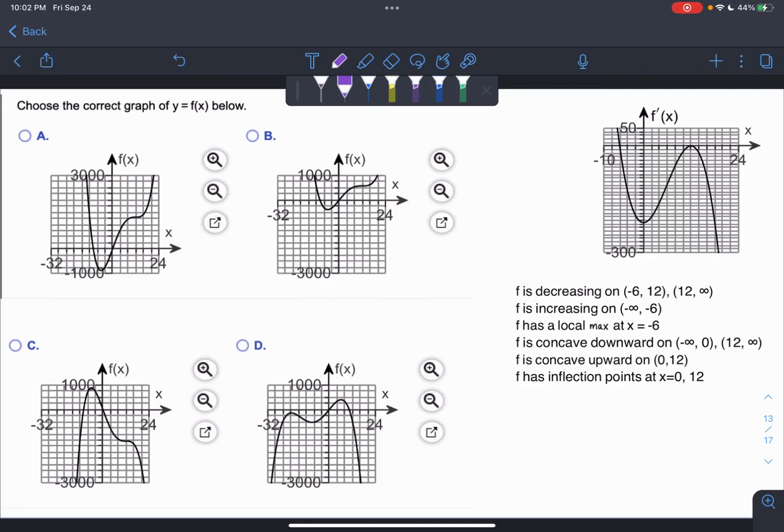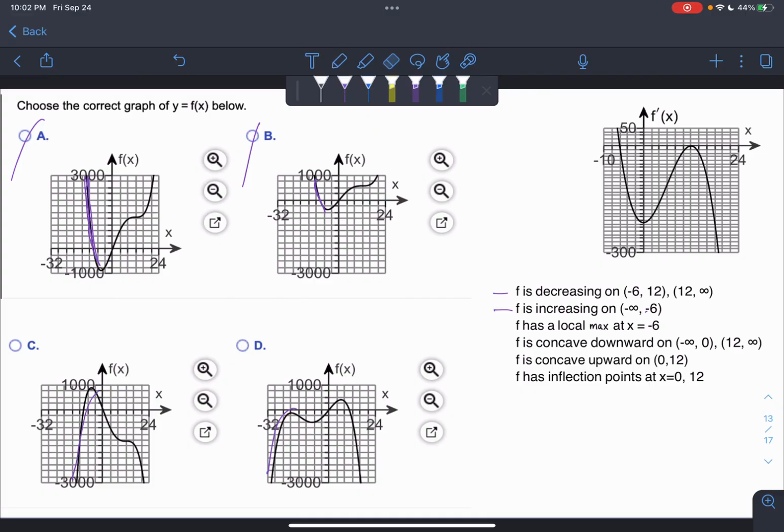So we know that f is decreasing on this interval, from negative 6 to 12, but f is increasing before negative 6. So that's why A, which is decreasing before negative 6, is out. Same for B, no good. But C and D look good, right? We're increasing, increasing.